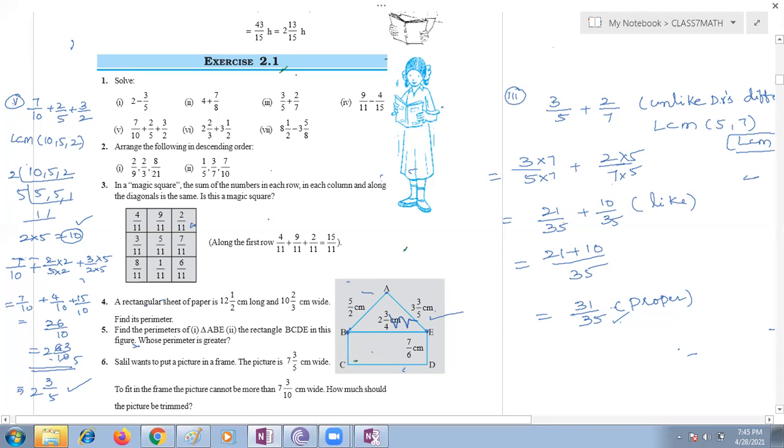Ma'am, can you repeat what is the homework? The 7th bit and the second one. First, the Roman number, the 7th bit, which is the last one, and the second bit, which is arrange the following in descending order.